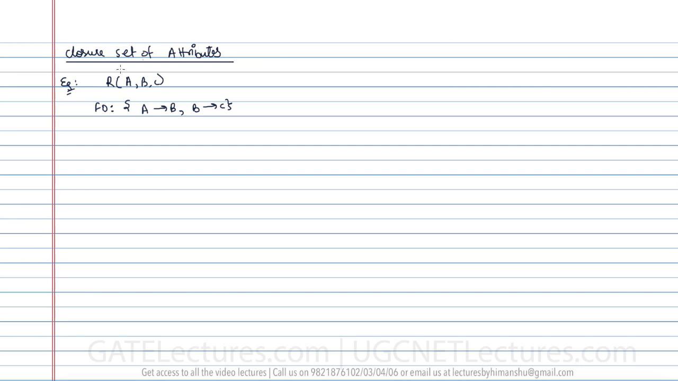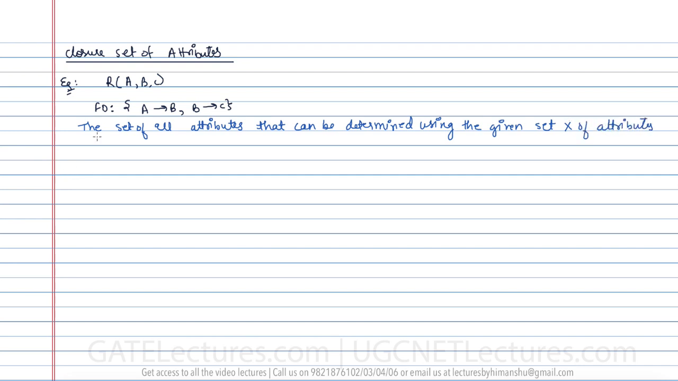Okay, so when we say we want to find the closure set of attributes, we want to find the set of all attributes that can be determined using the given set of functional dependencies. For a set X of attributes, this is called the attribute closure, and it is denoted by X plus, a small plus above X.